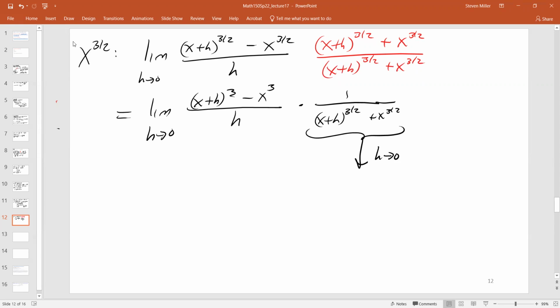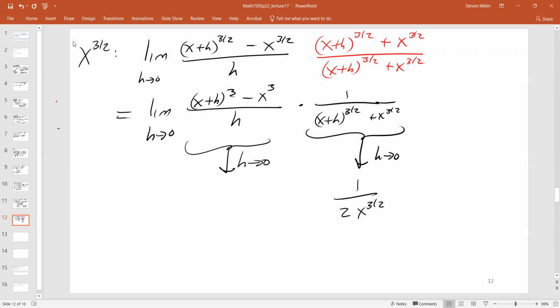As h goes to 0, this is going to go to 1 over 2x to the 3 halves, because as h goes to 0, each term is going to go to x to the 3 halves. We agree on that? And what is this going to go to over here as h goes to 0? X plus h cubed minus x cubed over h. What will that go to as h goes to 0?